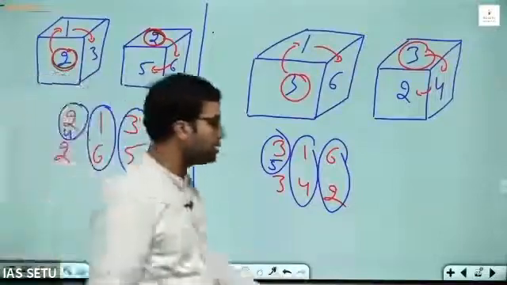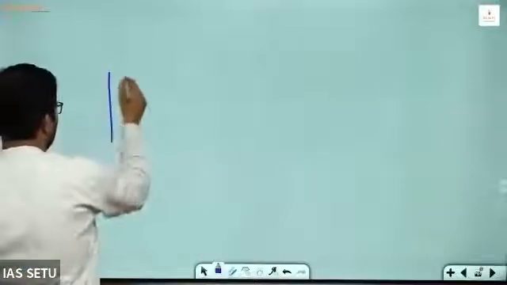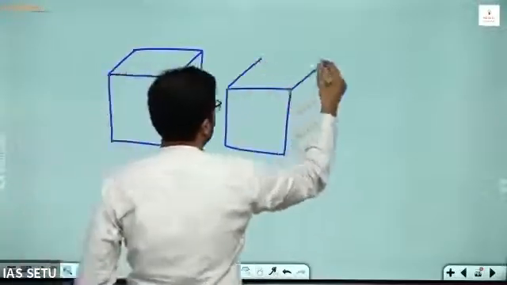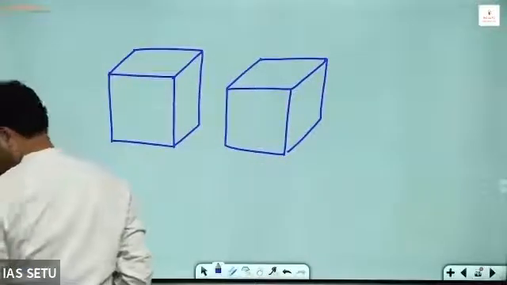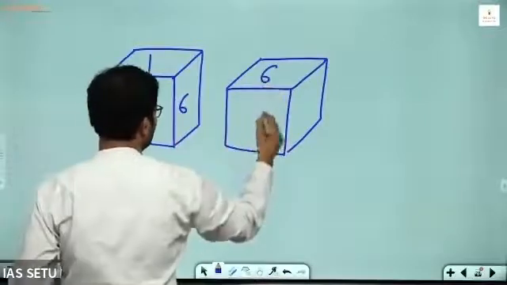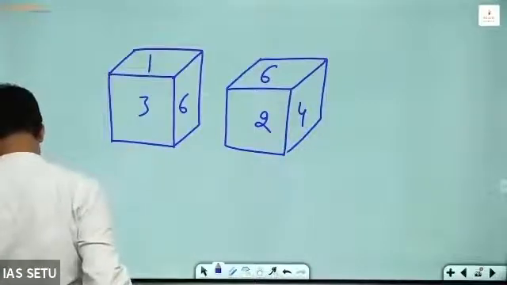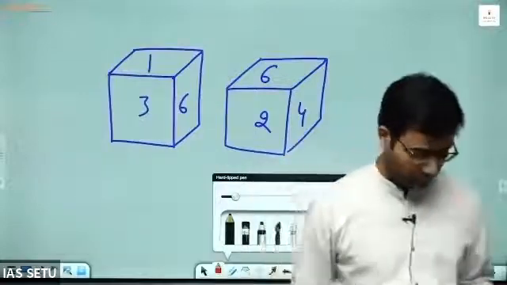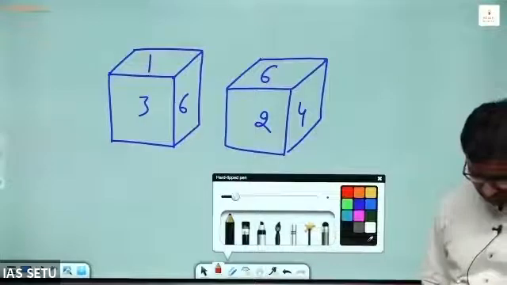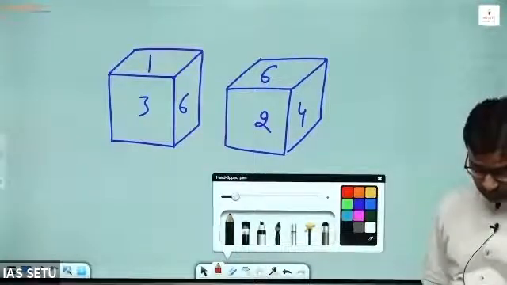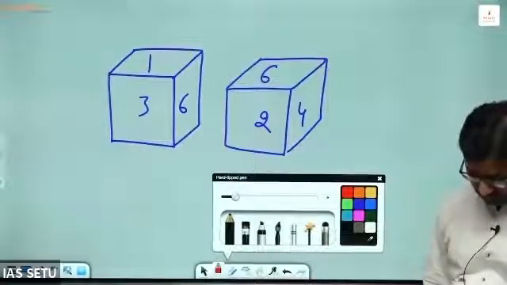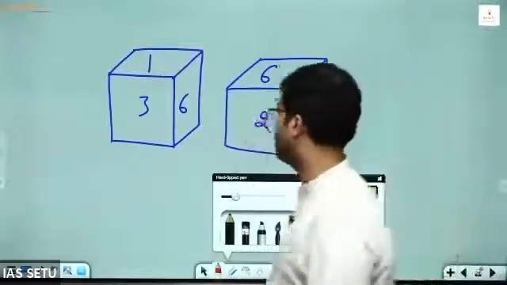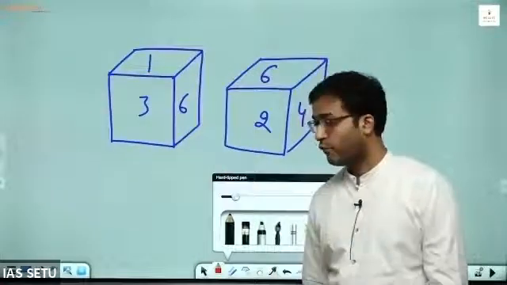Let me take 2 more examples. I ask you, you try this. 1, 3, 6, 6, 2, 4. Take your time. I can ask you any question. Done? My question, what is opposite of 3? What is opposite of 1? What is opposite of 6?